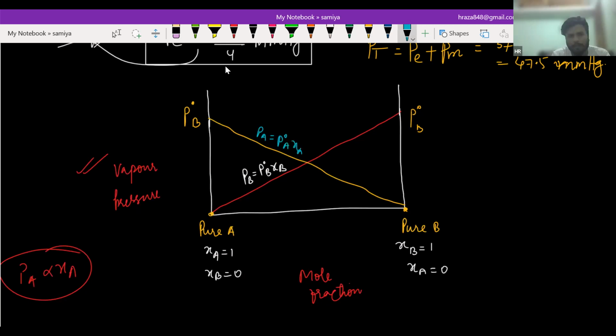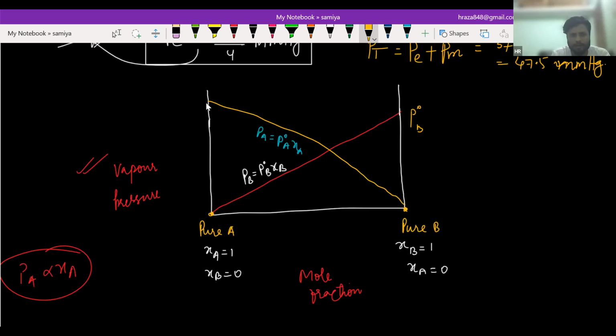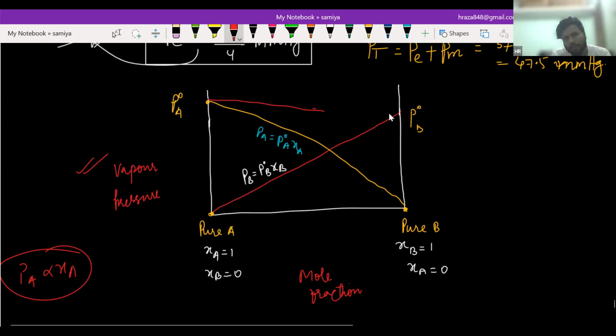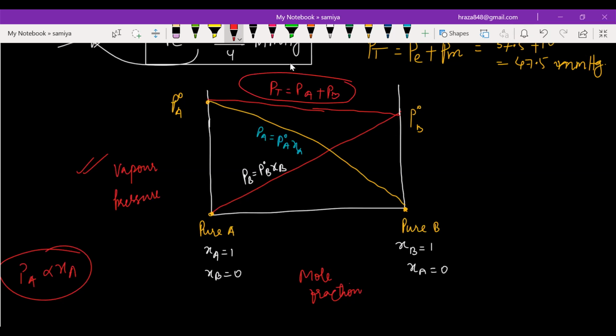And you are going to make sure. Wait a minute. I'm just going to slide it. This is P naught. And if you combine this, this is basically total pressure, which is equal to PA plus PB. Please write. This is the graph, and if you have any doubt in this, please let me know.